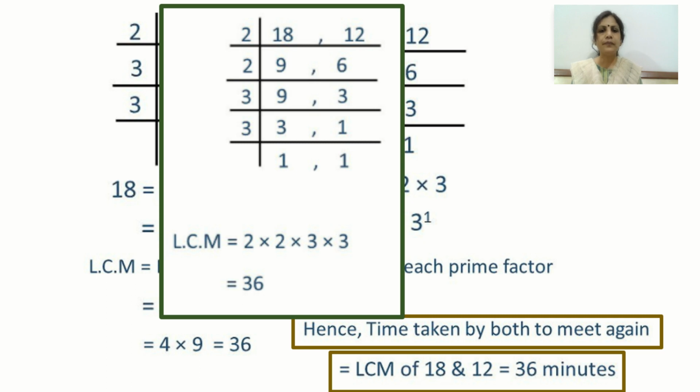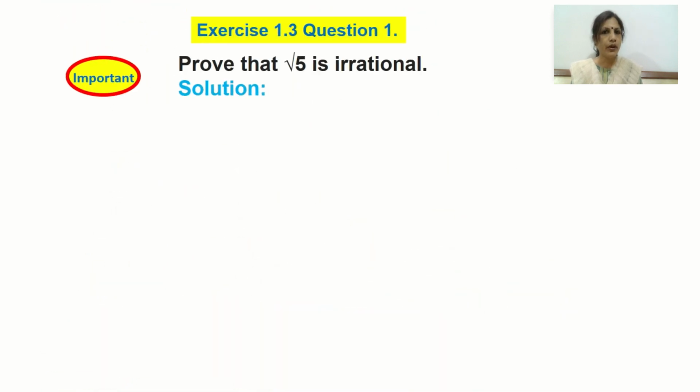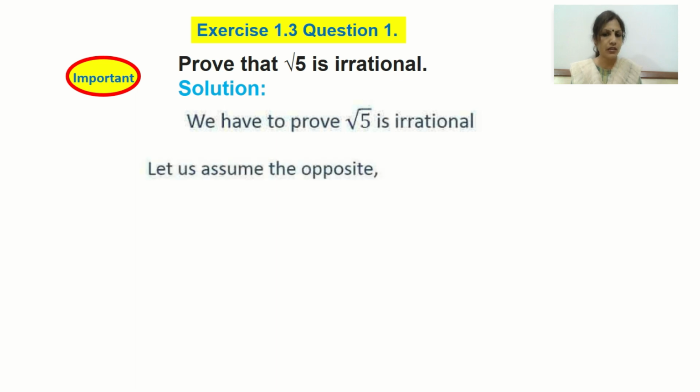Alright, let's move ahead. Now this is exercise 1.3, and from 1.3 this is question number 1, which is very important, and the question is, prove that root 5 is an irrational number. Now to solve this, we will make use of the method called the method of contradiction. In this method we will consider exactly the opposite of what is given to us. We have been asked to prove that root 5 is an irrational number, so we will assume exactly the opposite. We will assume that root 5 is a rational number.